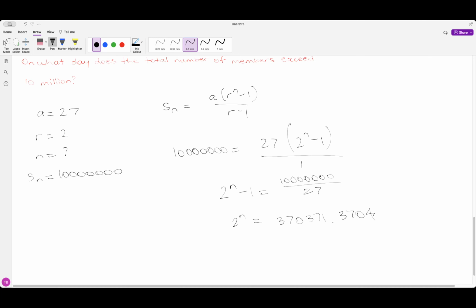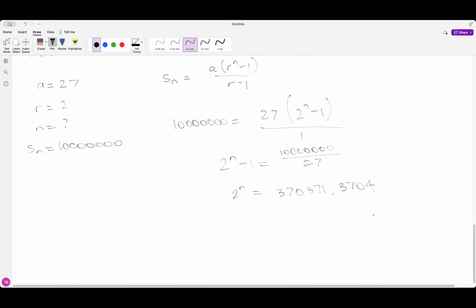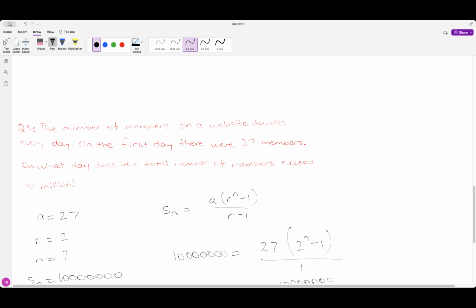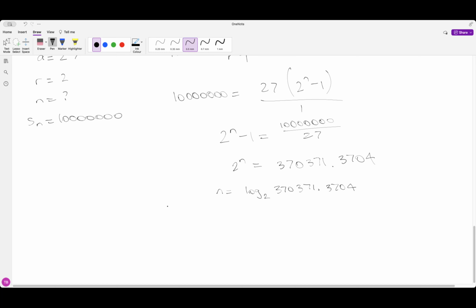Right. And so before, when I mentioned that you might need to use logs for some more difficult questions, this is an example of that. So my N now is going to be log base 2 of 370,371.3704. And again, that's an approximation. But for a question like this, it says on what day. So we don't have to be entirely precisely accurate, because we're going to get an answer and we're going to essentially write on the nth day, whatever that ends up being.